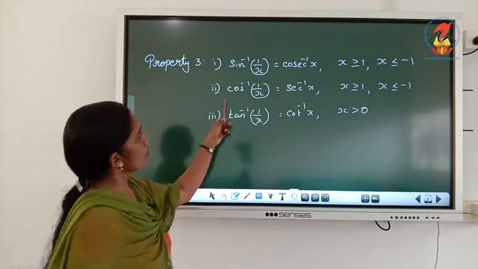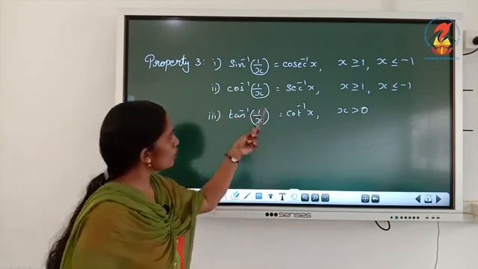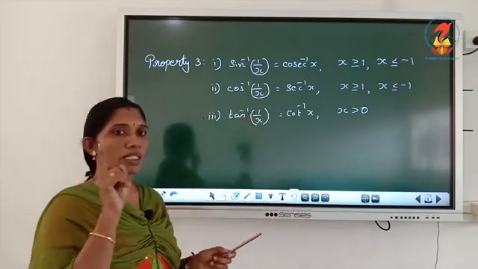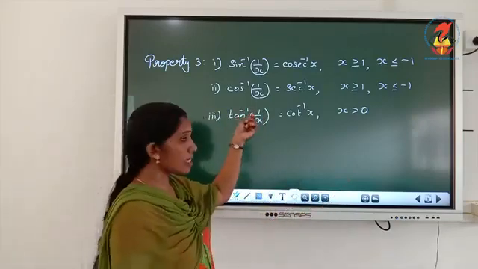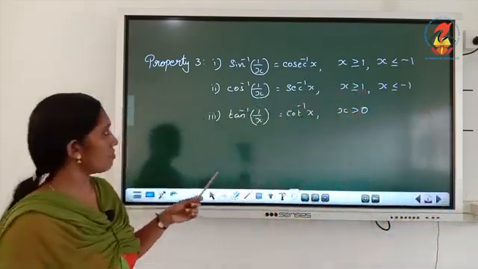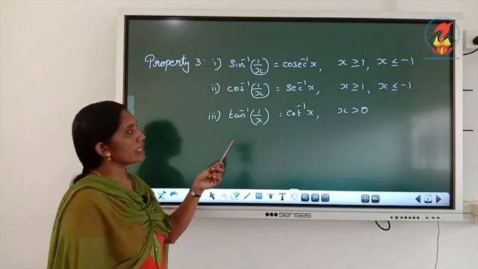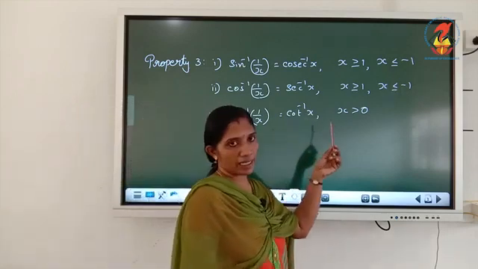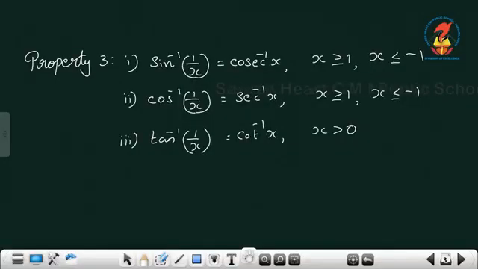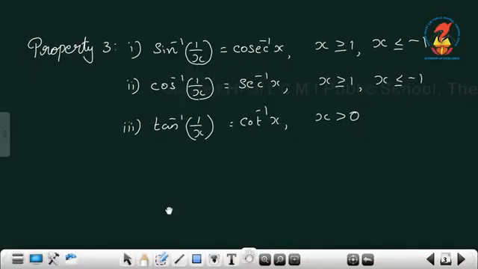The same way, cos inverse 1 by x is equal to sec inverse x. The cos inverse domain is also the closed interval [-1, 1]. But here x is in the denominator, so x is greater than or equal to 1 or less than or equal to minus 1. And tan inverse 1 by x is equal to cot inverse x, where x is greater than 0. Here we have to prove this property.